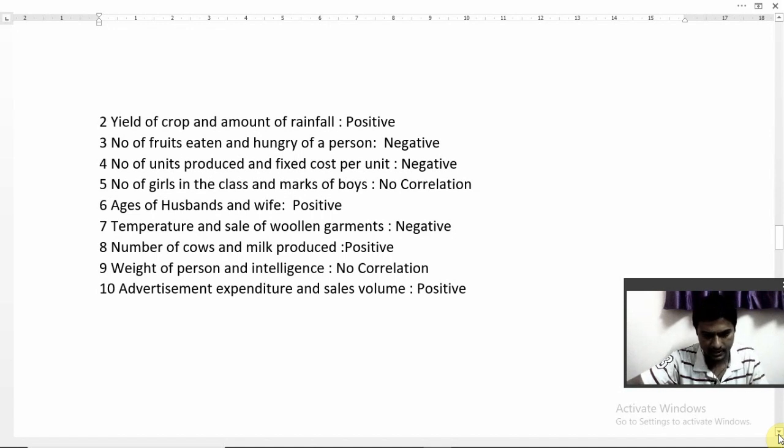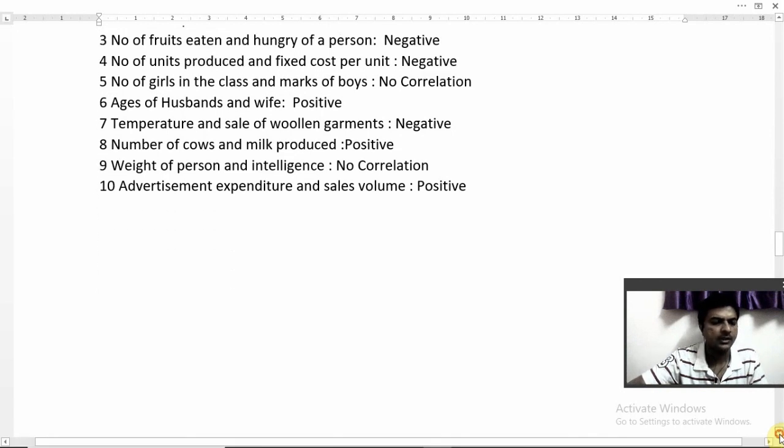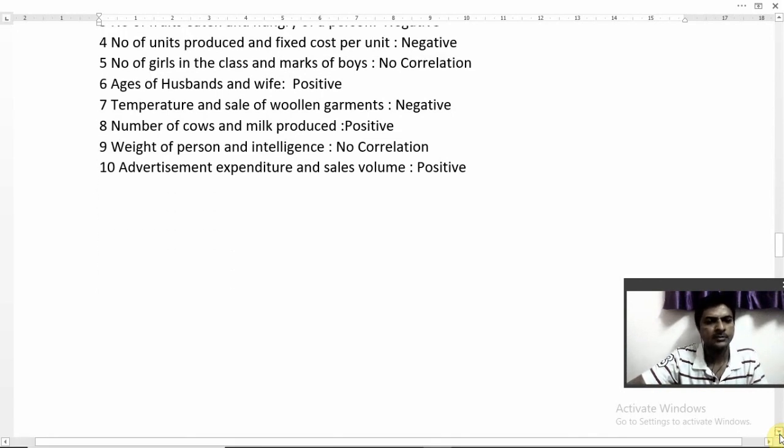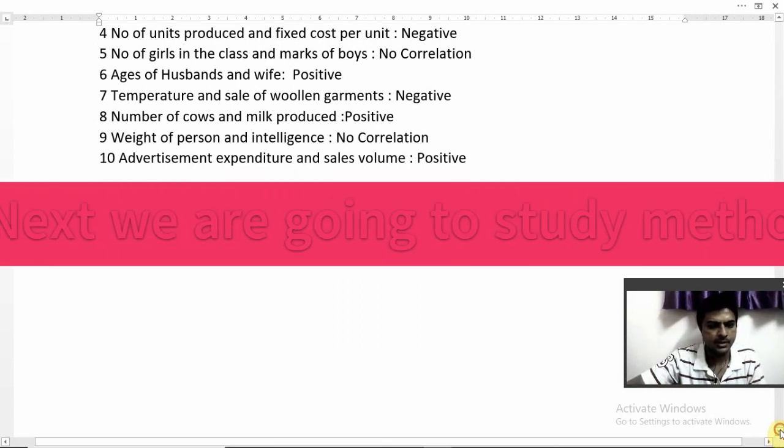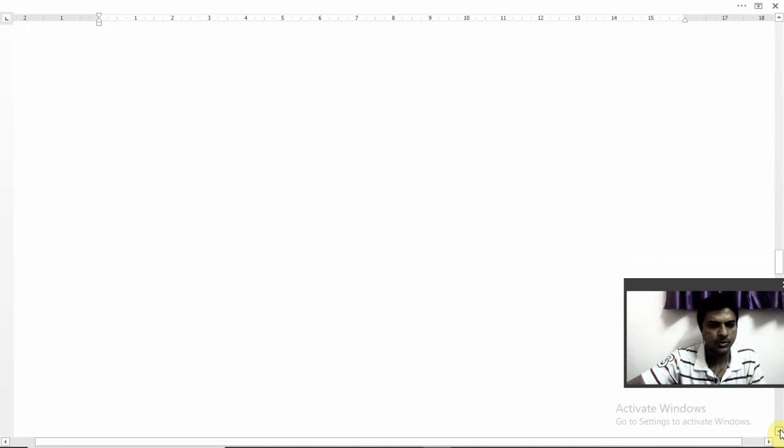Weight of the person and intelligence, as we just discussed: if the weight of a person increases, do you think intelligence increases? No. If the weight decreases, does intelligence increase? No. There is no correlation between weight of the person and intelligence. Last, we have advertisement expenditure and sale volume, which is positive. The more you advertise, you can see the sale of the product increases. So this is a positive correlation.